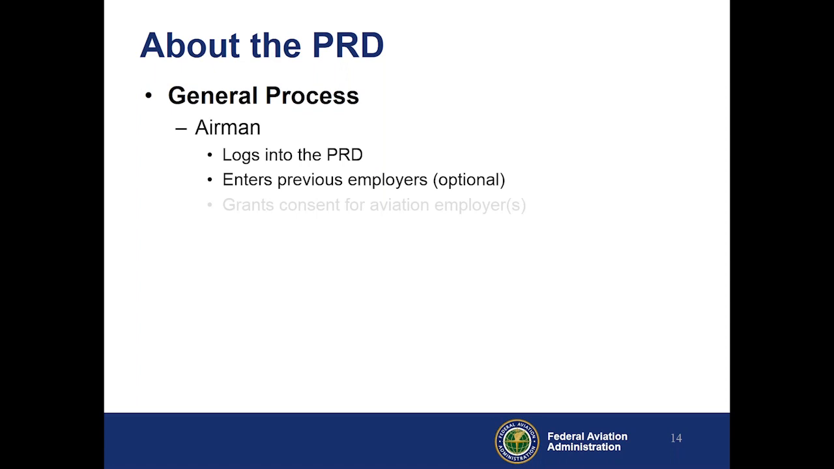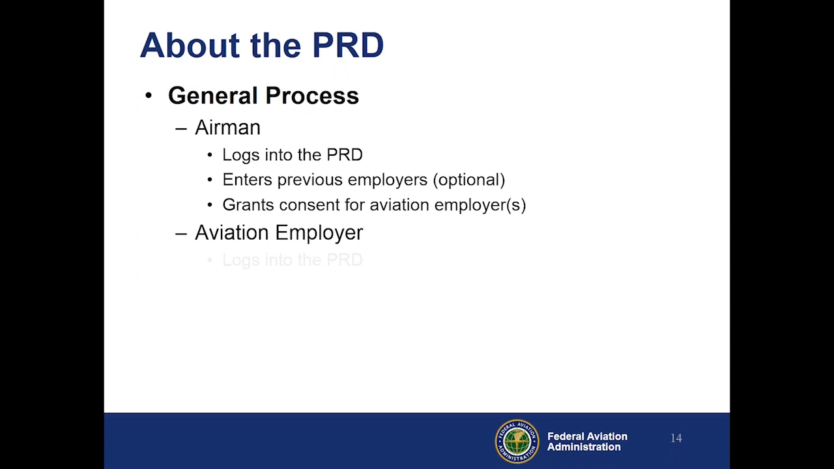They can skip all the previous employment part and just grant you consent, and you'll still see all the FAA records. So it doesn't really change that part. Then they grant you consent, and that's basically it. It takes about 10 seconds to grant an employer consent. I know because I do it frequently, most of the time for testing accounts and things, but it is really a very fast process.